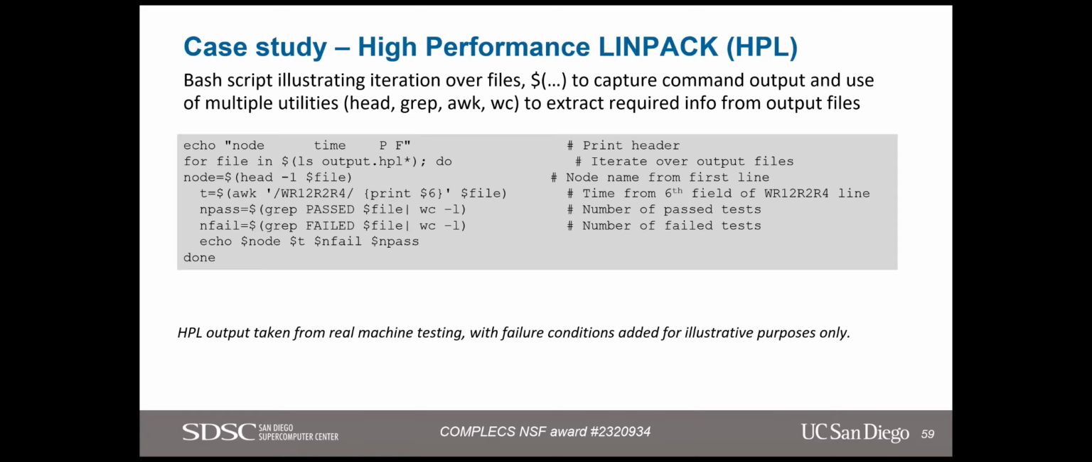The time was in a line where it had multiple fields, but we can always identify that the time is going to be on the line that starts with WR12R 24R. So the second thing we're going to do is use awk to search for lines that have that string, and we're only going to print the 6th column, and we're going to put that into a variable t. Then we're going to check the number of times it passed and the number of times it failed using word count. And then we're going to echo that out.